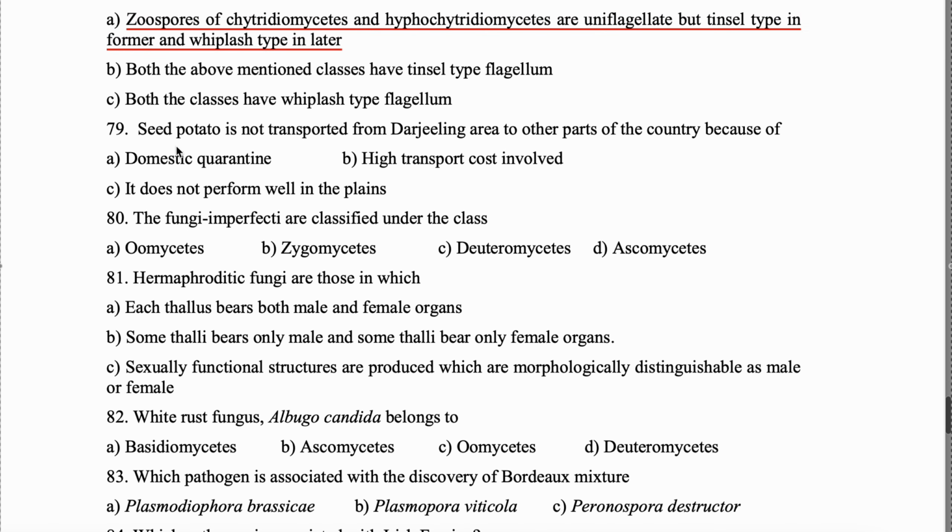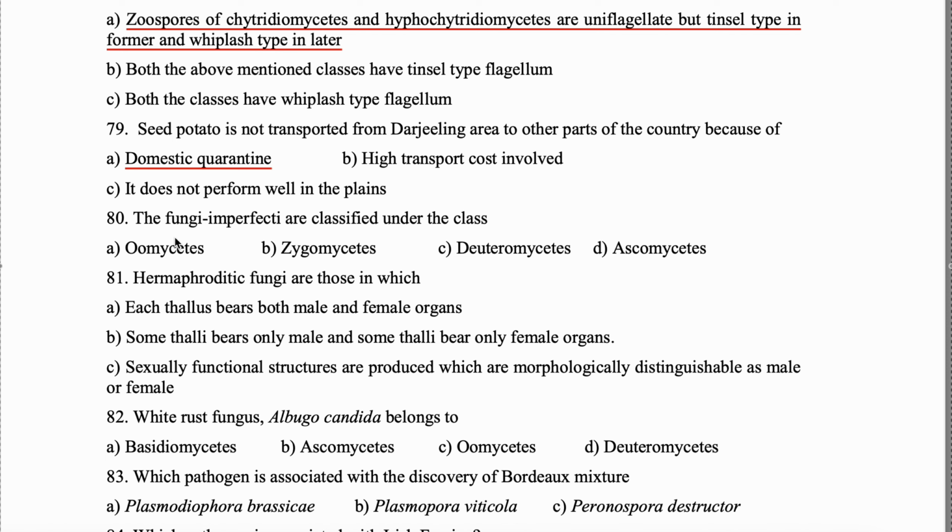Question 79. Seed potato is not transported from Darjeeling area to other parts of the country because of what? Because they are having domestic quarantine for potato. For which disease? Potato wart disease caused by Synchytrium endobioticum, right? So that's why the potato seeds are not transported from Darjeeling.